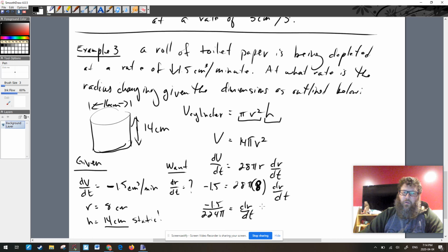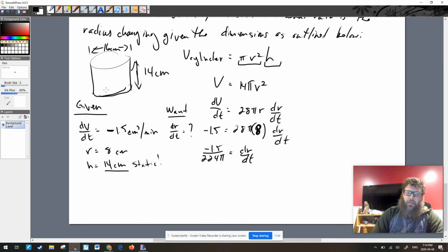But that's horrible. We don't want a decimal mixed in there. So I'm going to multiply the top and bottom by 2 just to make it a little bit more elegant. So it's going to be negative 3 over 448 pi. No, 12, 16, so that's not divisible by 3. That is equal to dr by dt.